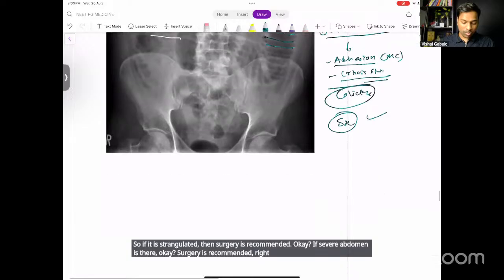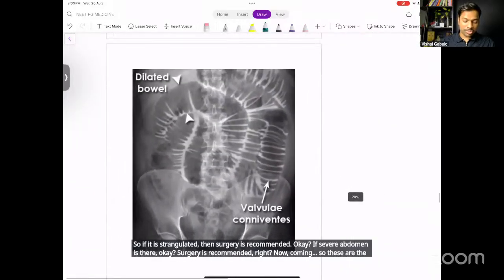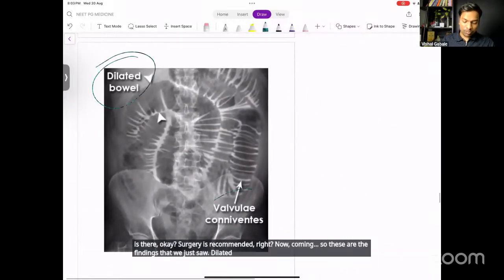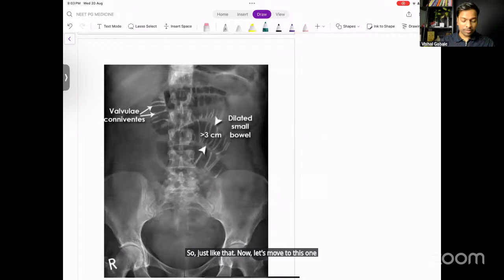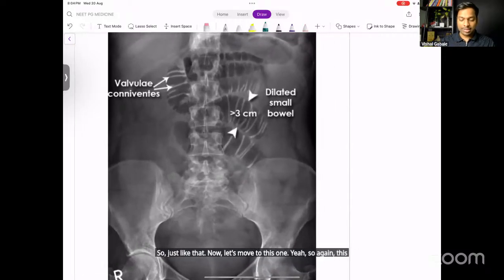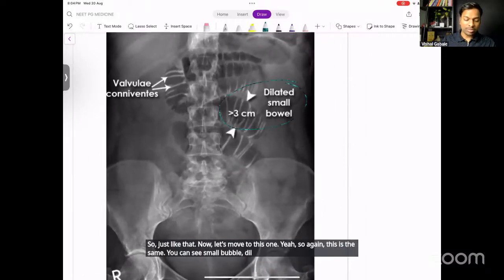Right. Now, these are the findings that we just saw. Dilated bowel is there and valvulae conniventes were there. Now let's move to this one. Again, this is the same. You can see small bowel dilated over here, right? Small bowel is dilated over here, and this is what your valvulae conniventes are. Valvulae conniventes are there, right?